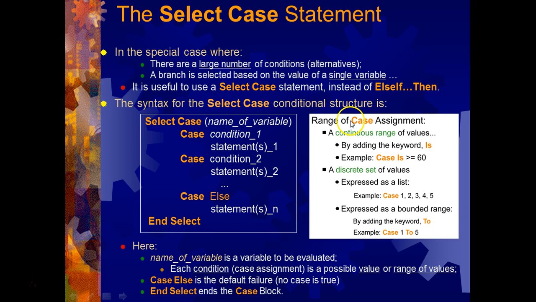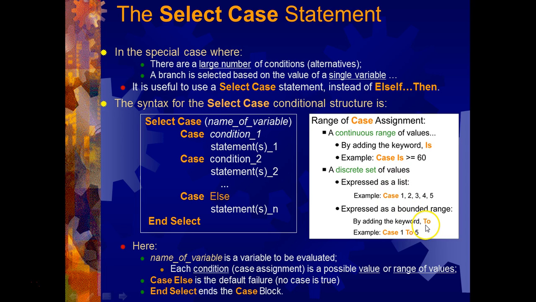Okay, now he says the range of the case assignment. In our case, we were talking about age. So that's like a continuous variable. It's not just a few discrete numbers or a few discrete situations. So in that case, you use the word is. Otherwise, if there were only a few possibilities, like it was either one or two or three or four or five, not greater than something, greater than something else, then you don't use the word is there. You just use the word case without the word is.